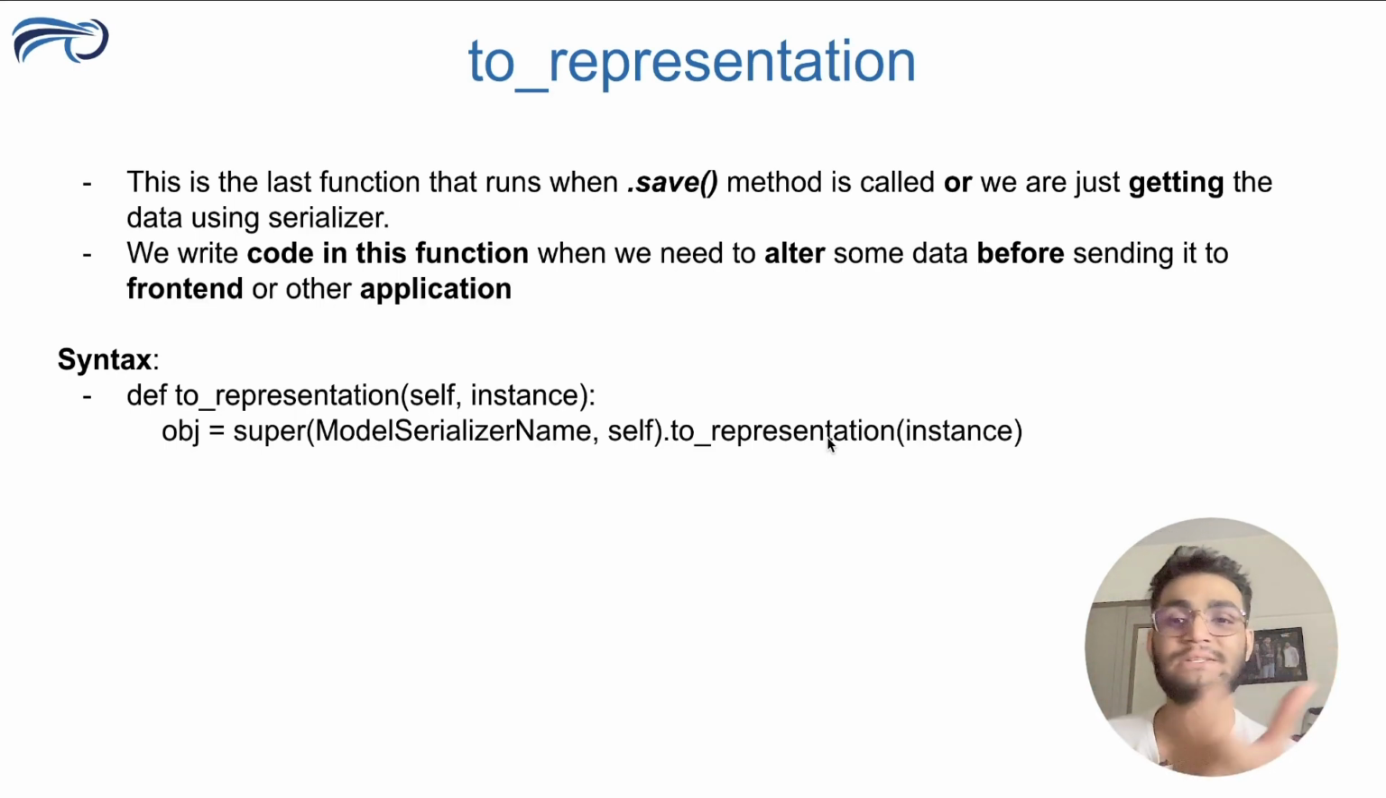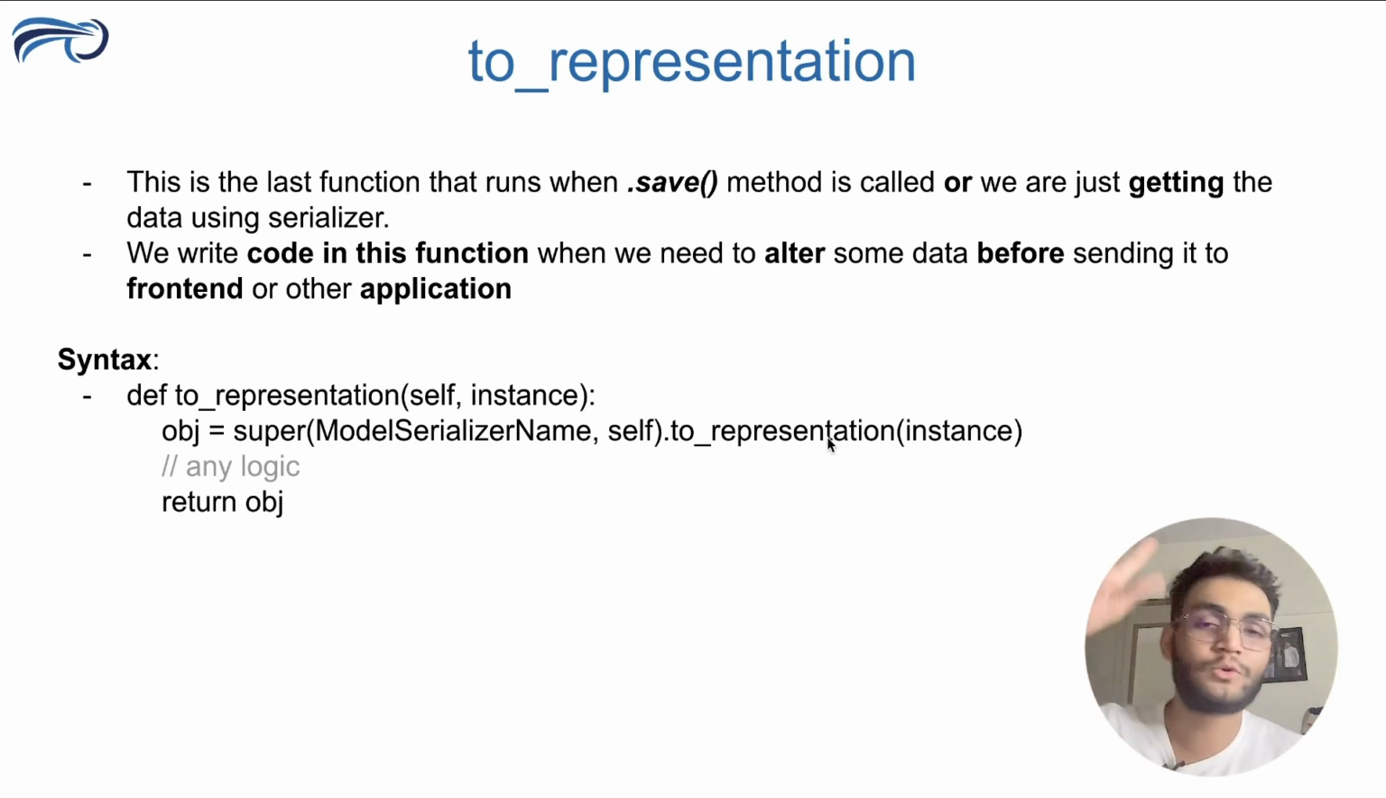We need to convert this instance by passing it to the model serializer name. Then we get the object containing all the data in key-value pairs, and you can alter it here and write any logic. Then you can send that object to the front end people or other application people. Now you might have got a fair bit of understanding of the two functions.